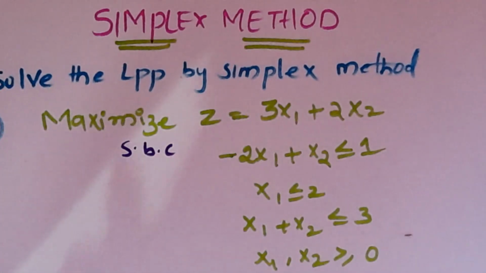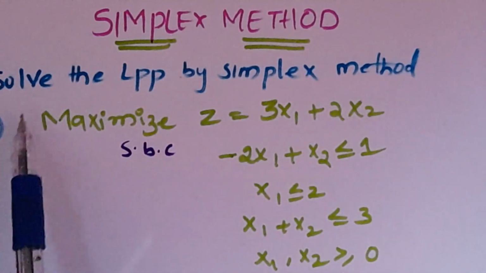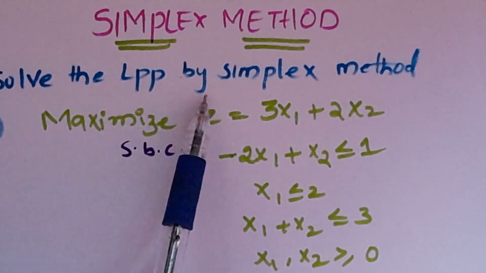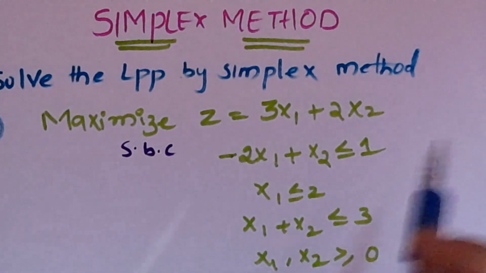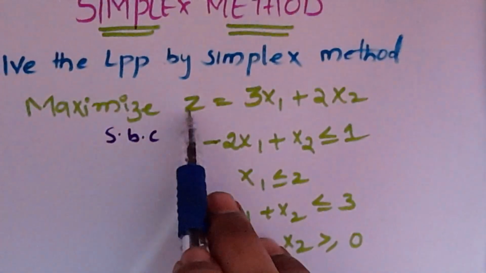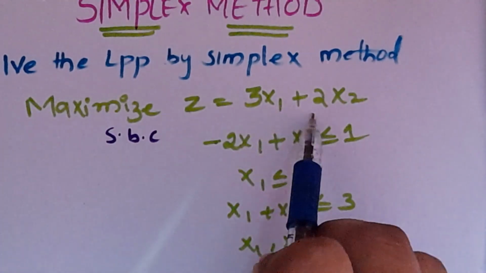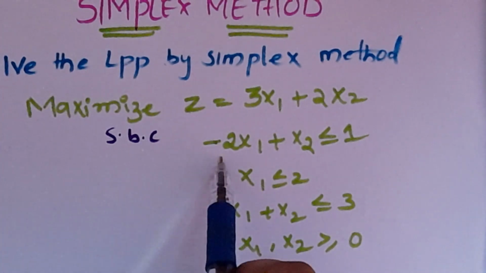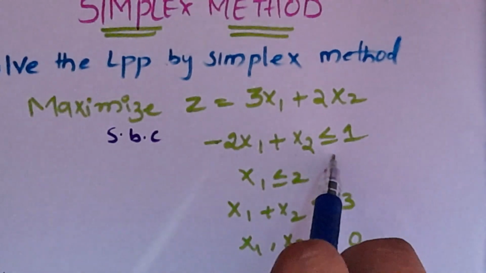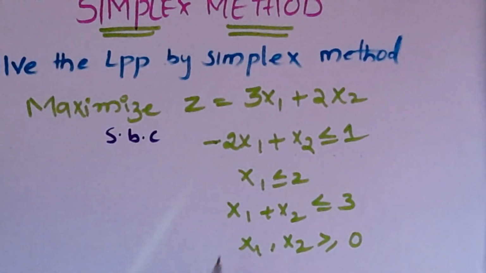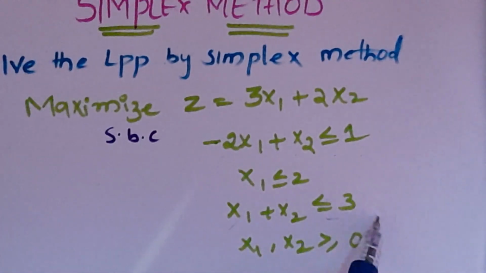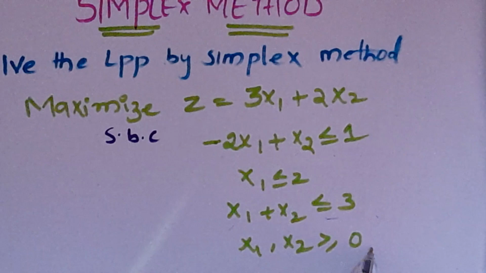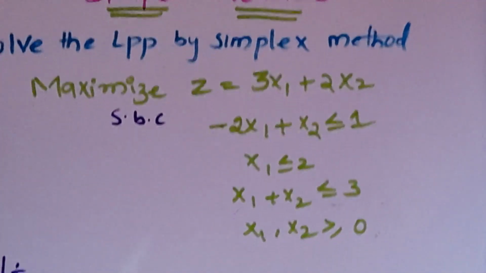So today we are going to discuss the simplex method using LPP. Here we have a question that says: solve the LPP by using the simplex method. We are given the objective function and constraints. Max z equals 3x1 plus 2x2, subject to the constraints minus x1 plus x2 less than or equal to 1, x1 less than or equal to 2, x1 plus x2 less than or equal to 3, x1, x2 greater than or equal to 0. Now we have to solve this question.